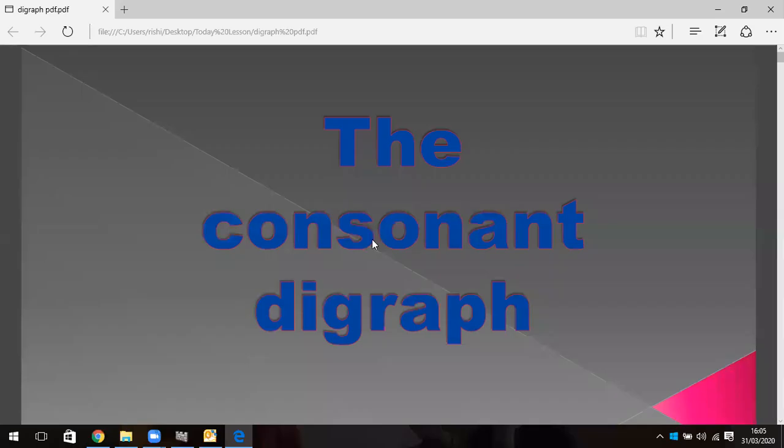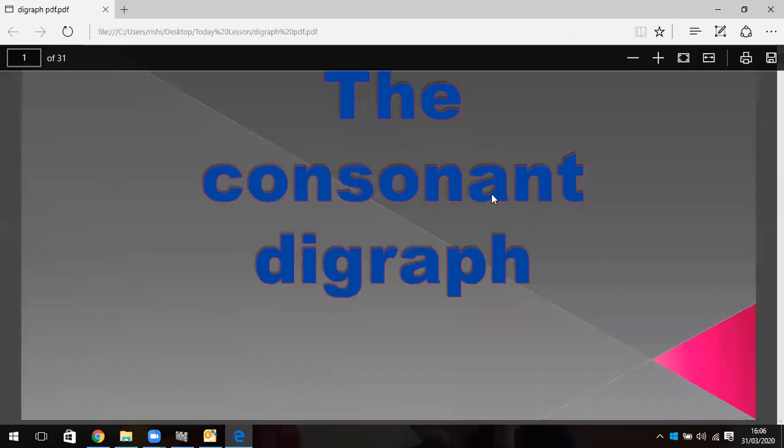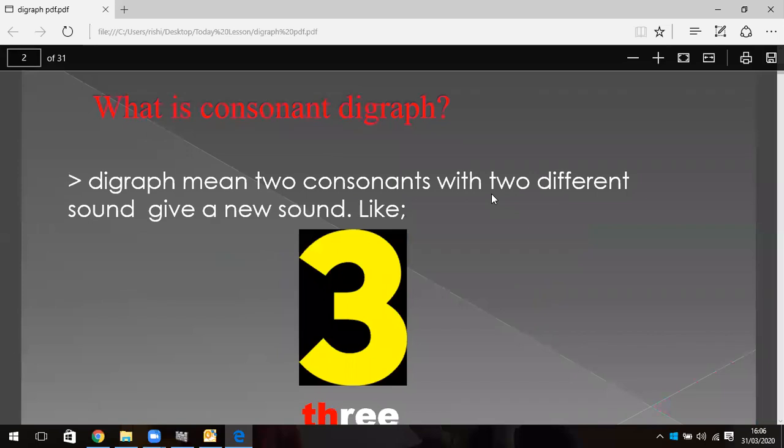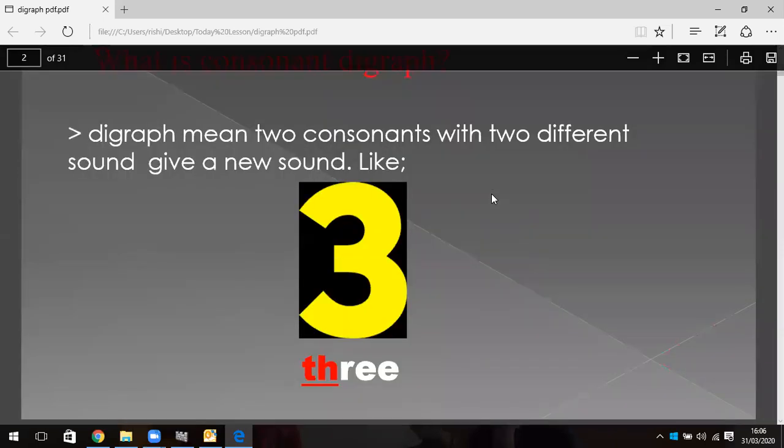Can you please tell me what is the definition? Consonants. Yes. Can you tell me the definition of consonant digraph? Two. Yes, two consonants. When the two consonants. Yes, Muhammad. Come on. Okay, Muhammad. Can you tell me the definition of the consonant digraph?